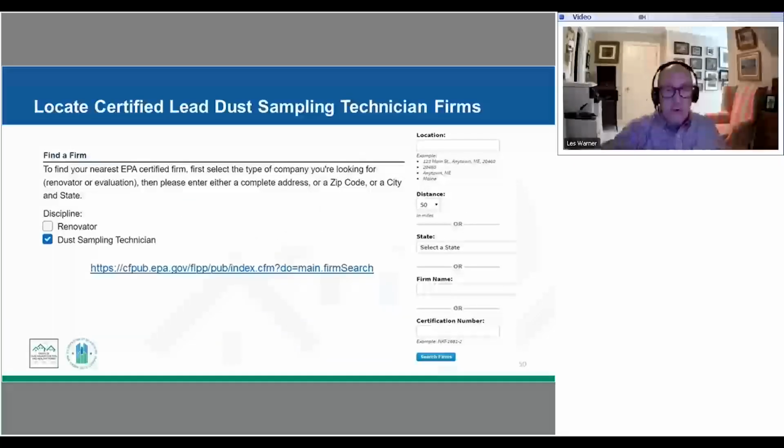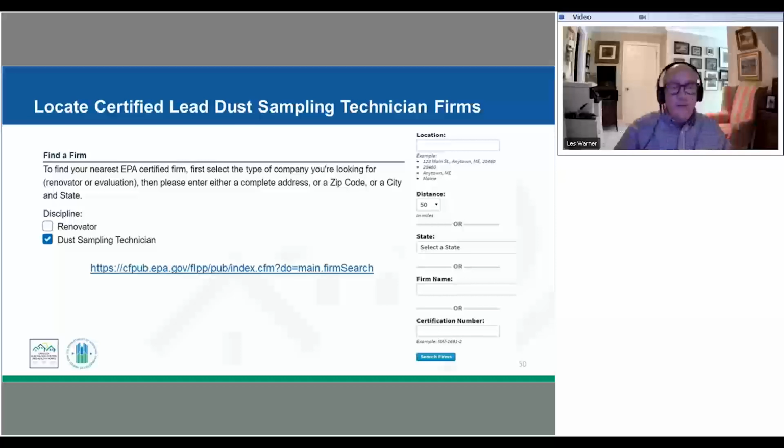So here's the sample from the EPA website to be able to designate which of these things you are looking for. Are you looking for a certified contractor, renovator? Are you looking for clearance testing, dust sampling technicians? You can set the distance range that you're looking for, state, and be able to search on that. So this is a quick way to be able to access those resources and identify that.